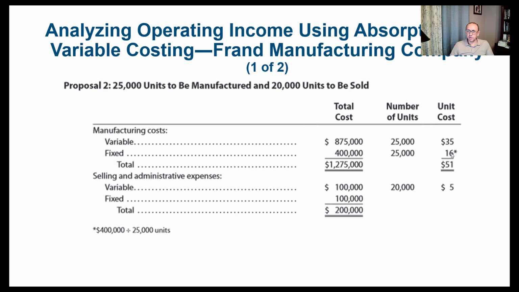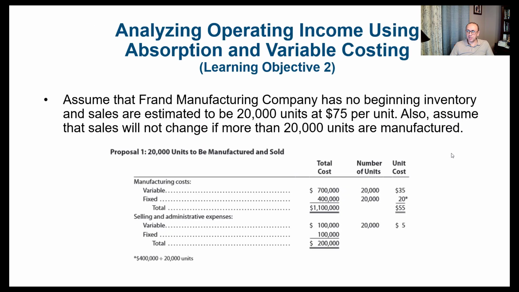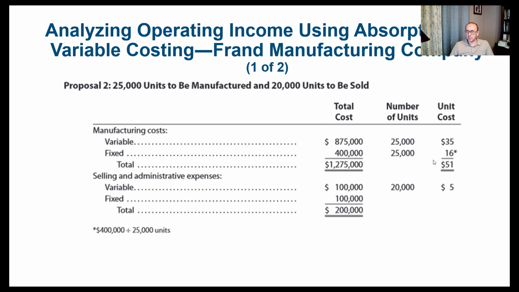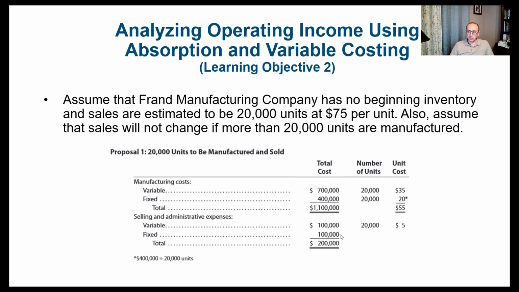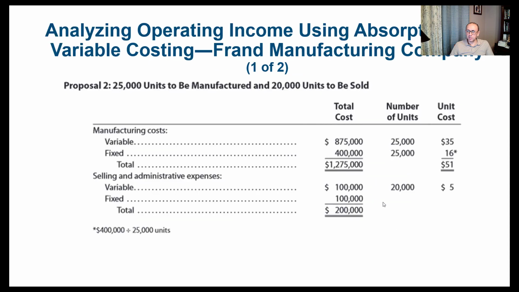So let's compare here the fixed cost under the 25,000. You can see under 20,000, it's actually $20 each, but under the 25,000, it went down to $16, because we have the fixed value, but we divide it by more units, so now it's 16. For the selling and administrative, it's still 100 and 100, which is based on $5, but the total numbers, because we're only selling 20,000, are not going to change. So we still have 100,000 for variable and 100,000 for fixed.